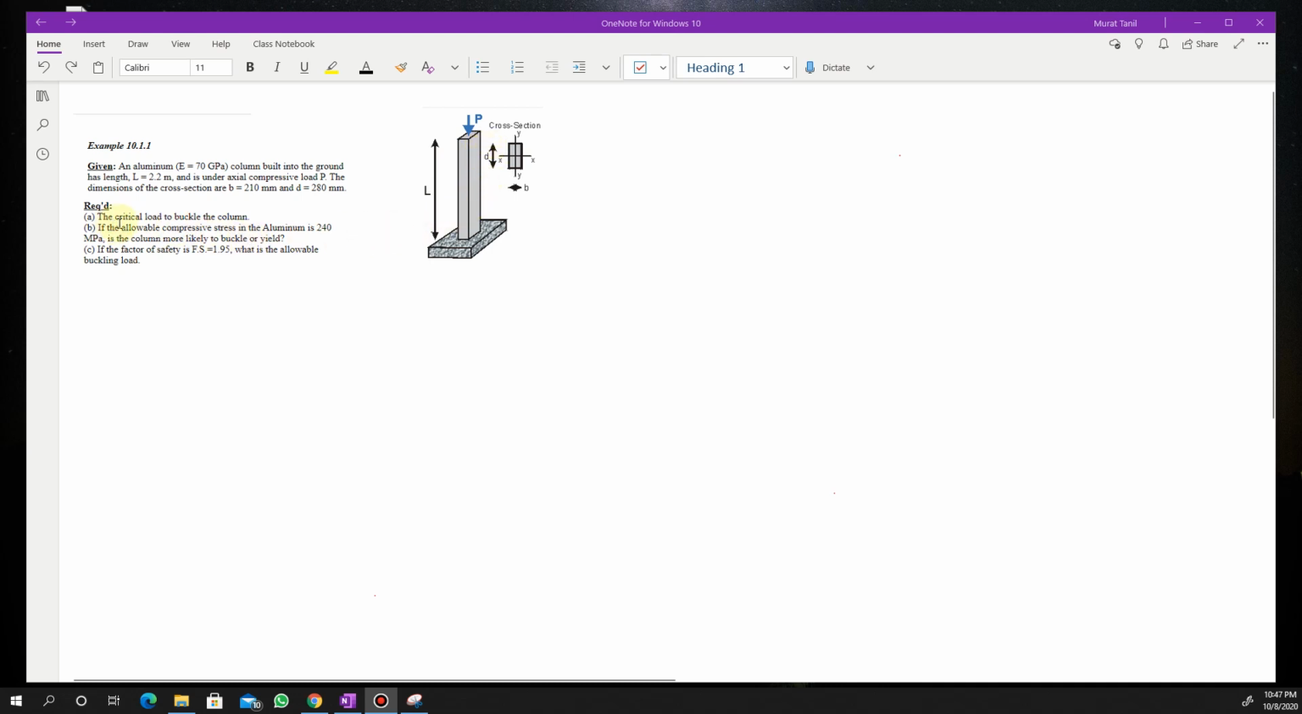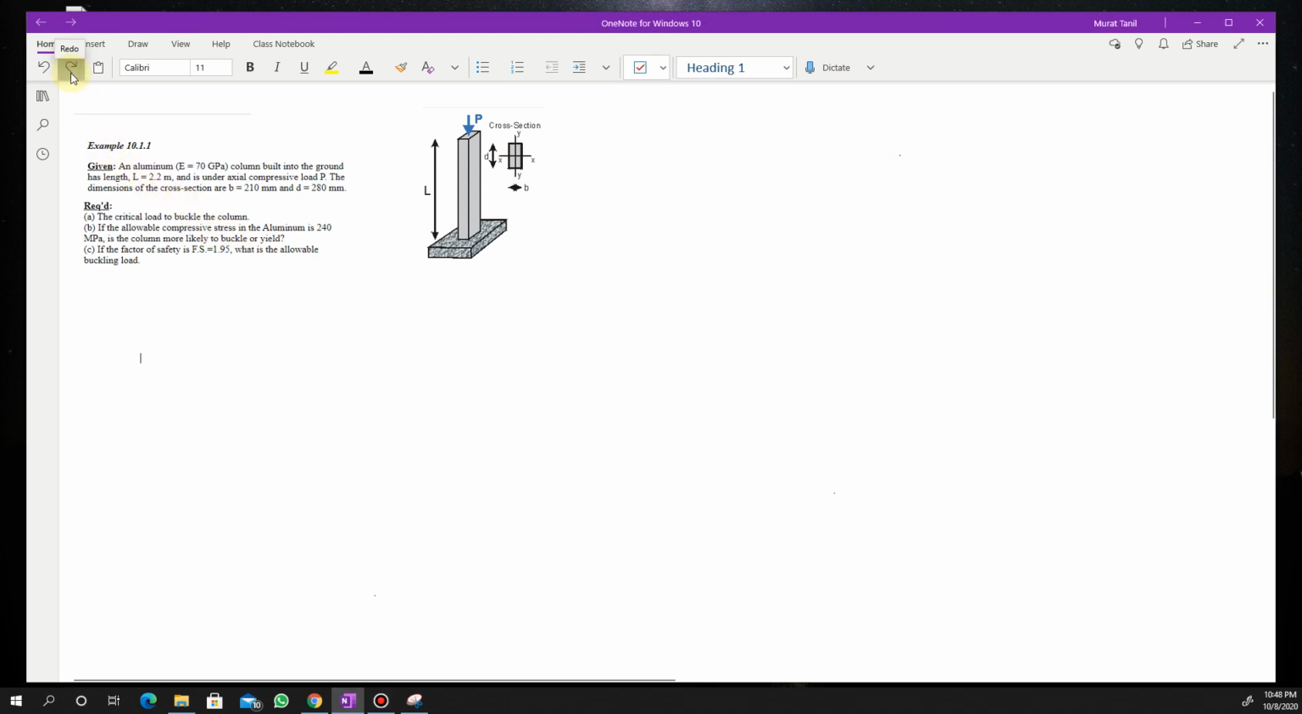We are required to calculate the following. First, A, the critical load to buckle the column. B, its allowable compressive stress in the aluminum is 240 megapascal. Is the column more likely to buckle or yield? C, if the factor of safety is 1.95, what is the allowable buckling load?